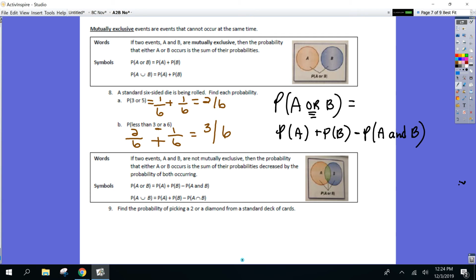These events that we just did are called mutually exclusive. They cannot happen at the same time. Mutually exclusive. There's no shot of both happening at the same exact time. Okay?